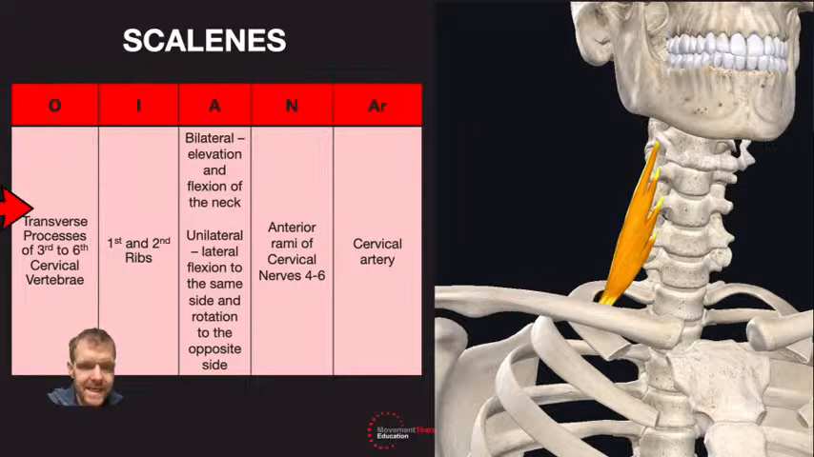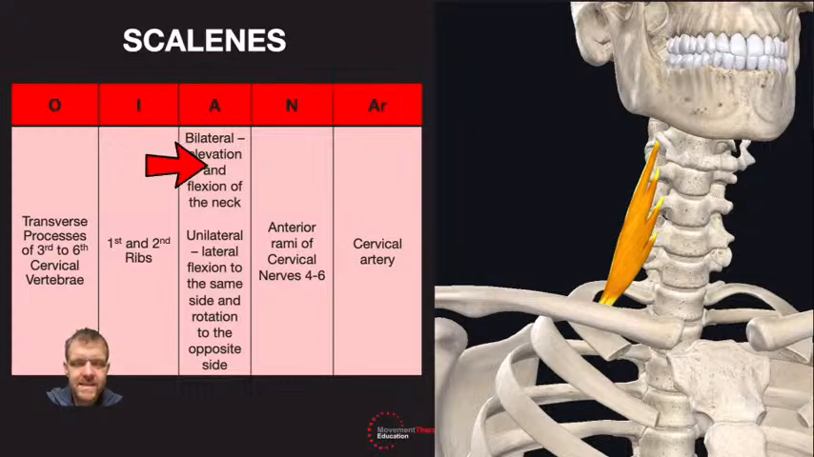So the scalenes, there are 3 of them. We've got the transverse processes of the 3rd to the 6th cervical vertebra. That's going up a little bit higher on those. Then the 1st and 2nd ribs. This particular image is only coming down to the 1st, but it does attach onto the 2nd as well.